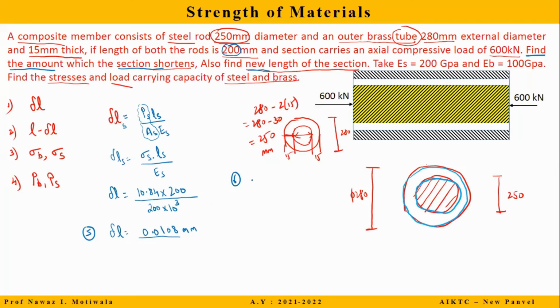So what will be the new length? What can I write here? We have already discussed this. New length is equal to what? New length will be original length minus the deflection, because it is compression, it will be reduced. So earlier the length was 200 minus the deflection, which is 0.0108. So what will be the new length of the member now? Just subtract and give me the answer. 199.98. Can you repeat please? 199.98. Okay. So this is the new length of the member after application of load.